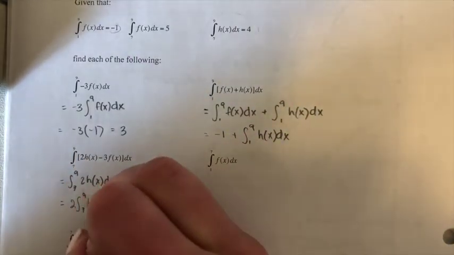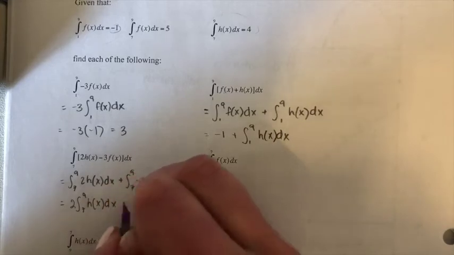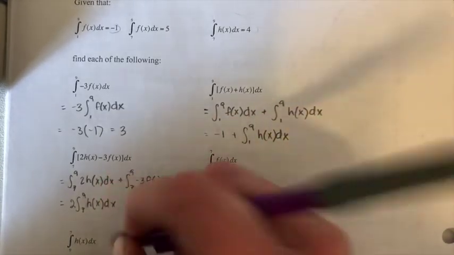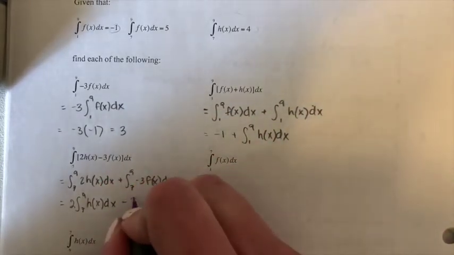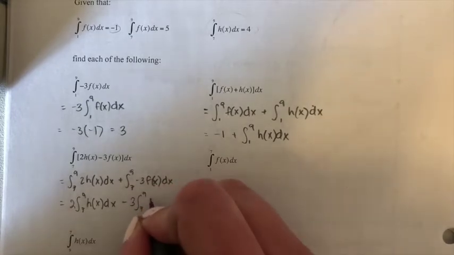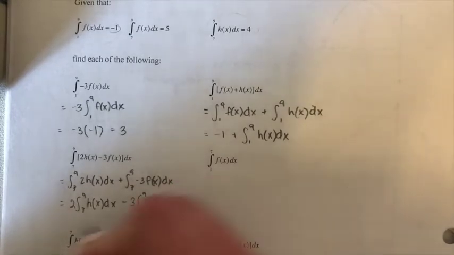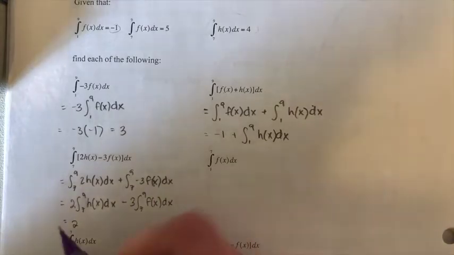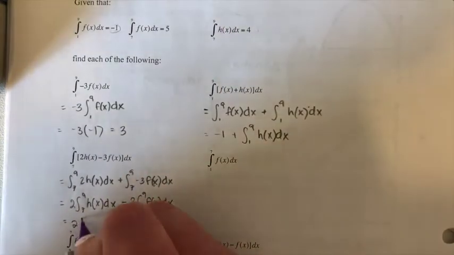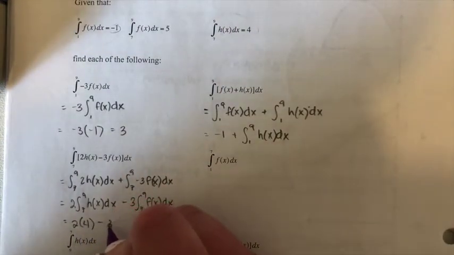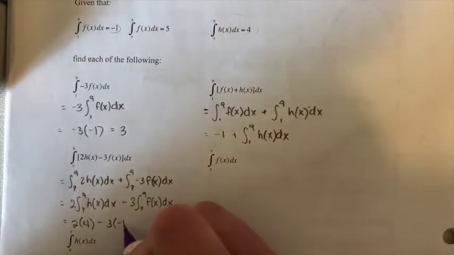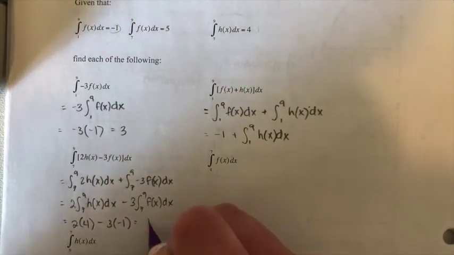And the -3 out. I guess then that can become a negative. So then we've got 2. This one we do know. So this is 2 times 4 minus 3 times -1. So 8 plus 3, we get 11.